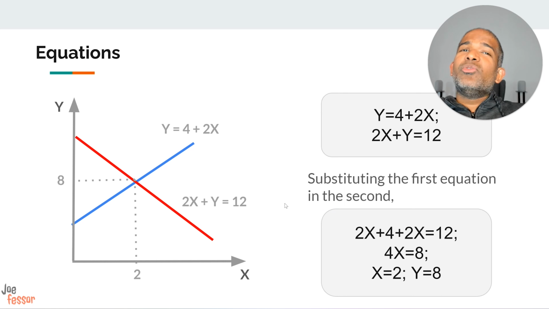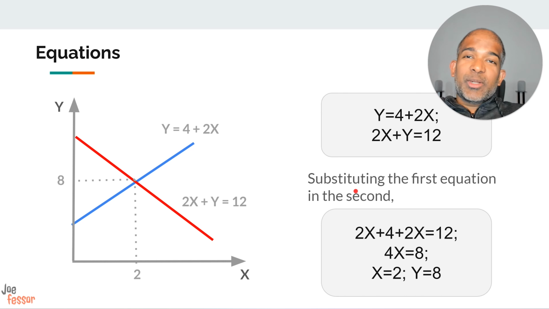Alright, but what if we need to find where two lines intersect? This is common in economics when, for example, we have supply and demand curves. The intersection point represents an equilibrium price and quantity. Here we have two example lines, y equal to 4 plus 2x and 2x plus y equal to 12. Let's use substitution to find their intersection. It's easier to start with the first equation, y equal to 4 plus 2x, that already has y isolated for us on the left side.